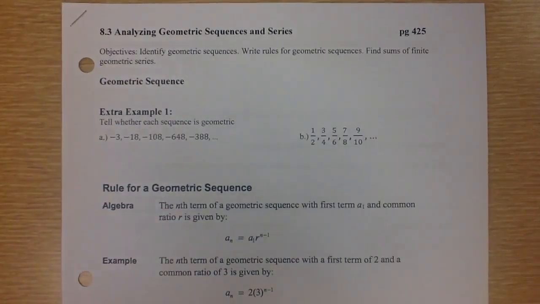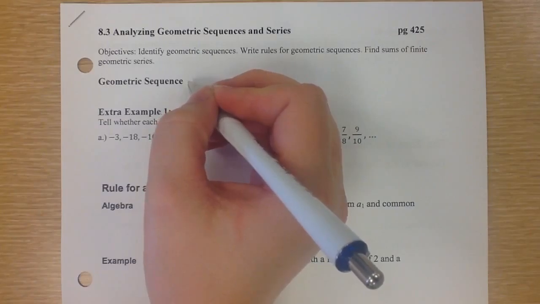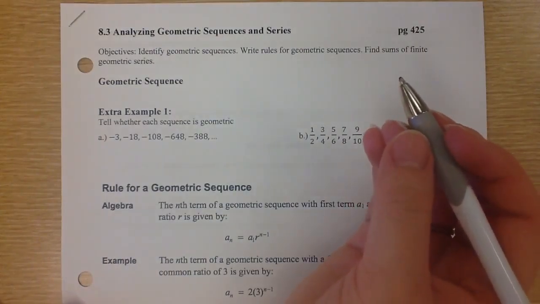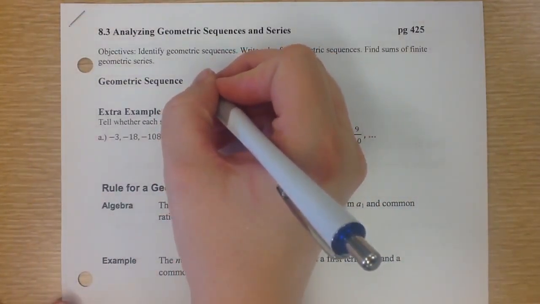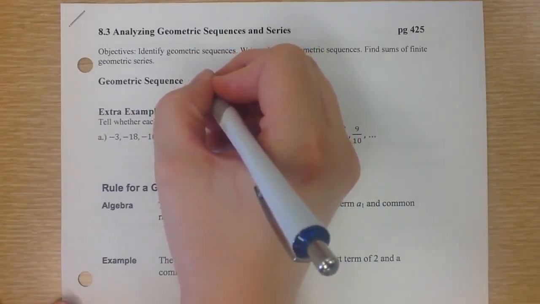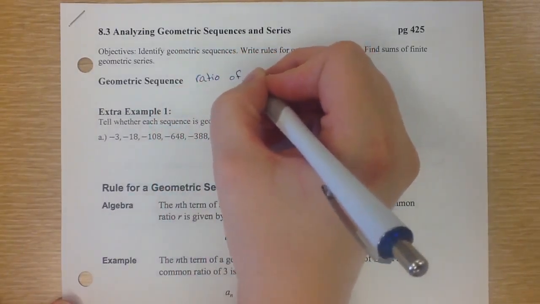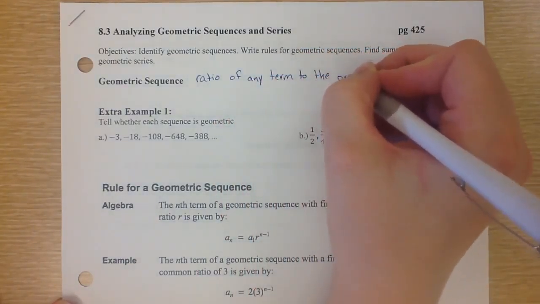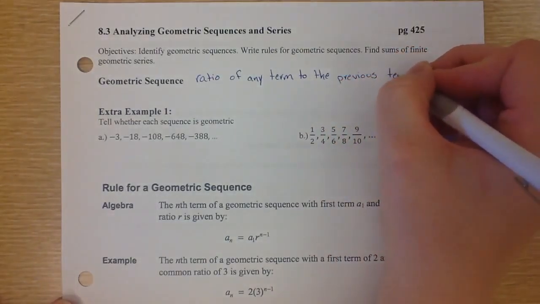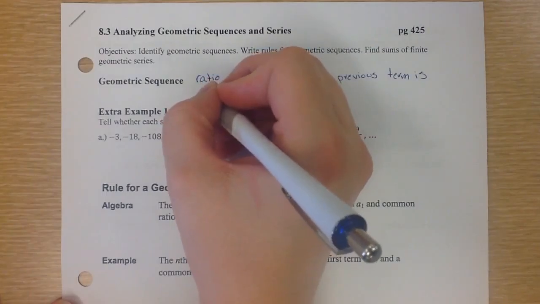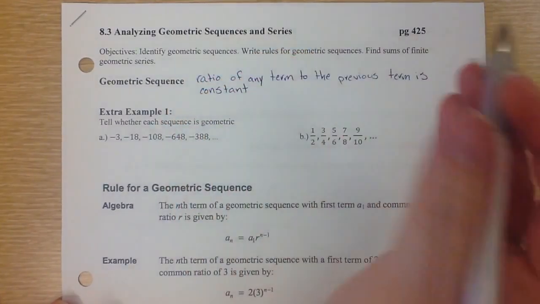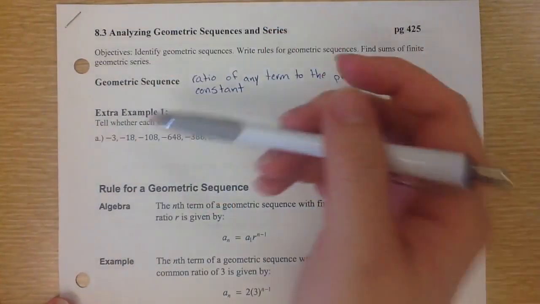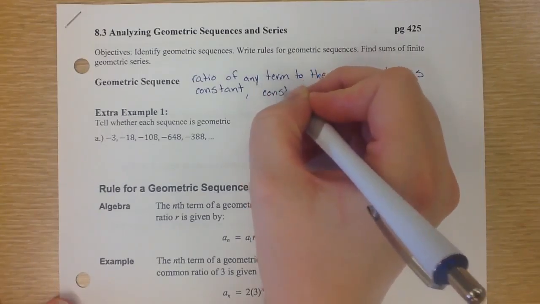Okay, first of all, a refresher. A geometric sequence is an ordered list of numbers in which the ratio of any term to the previous term is constant. So when you divide a term by the term in front of it, you'll get a constant ratio the whole way. And we call this the constant ratio r.